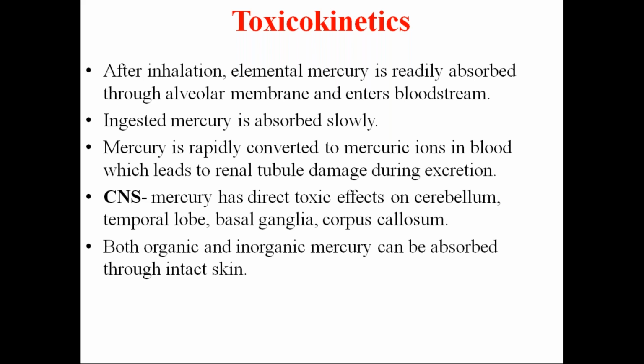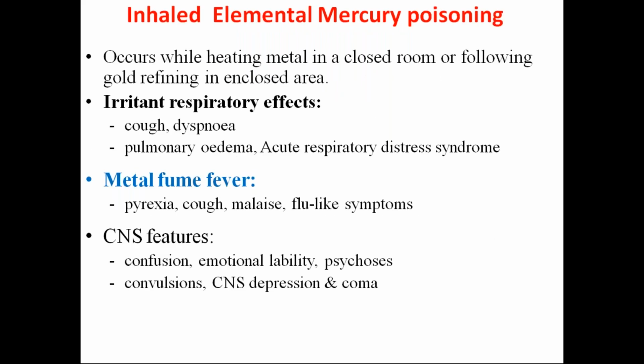And whenever the temperatures are high, definitely it will cause fuming. So a person who is collecting the mercury from the floor can easily be poisoned by the vapors that come up, which vaporize from the mercury metal. So all three forms of absorption, inhalation, ingestion, and contact, are there in mercury. Inhaled elemental mercury poisoning occurs while heating metal in a closed room or following gold refining in a closed area. So it occurs in gold refineries.